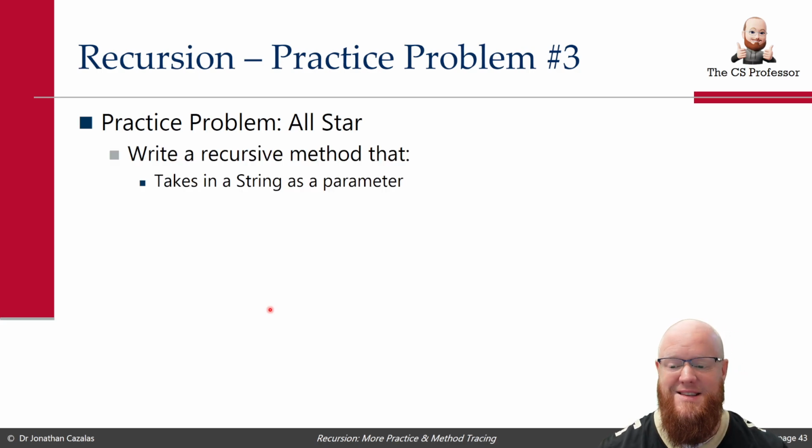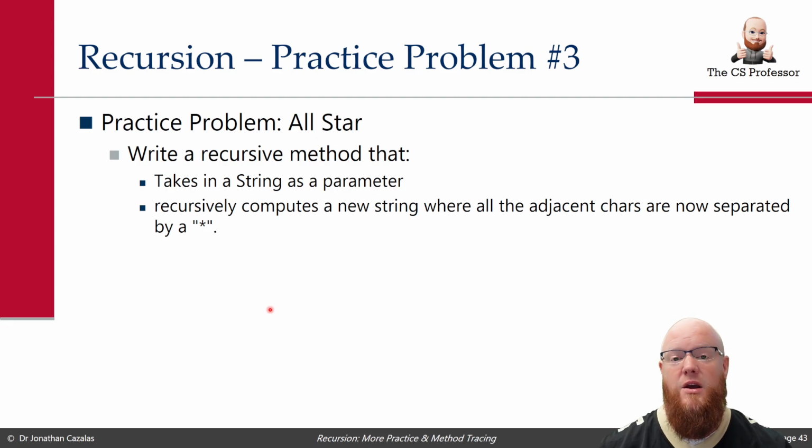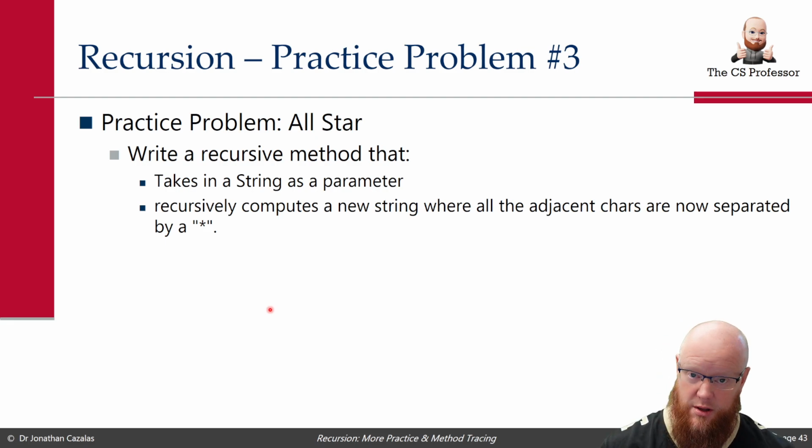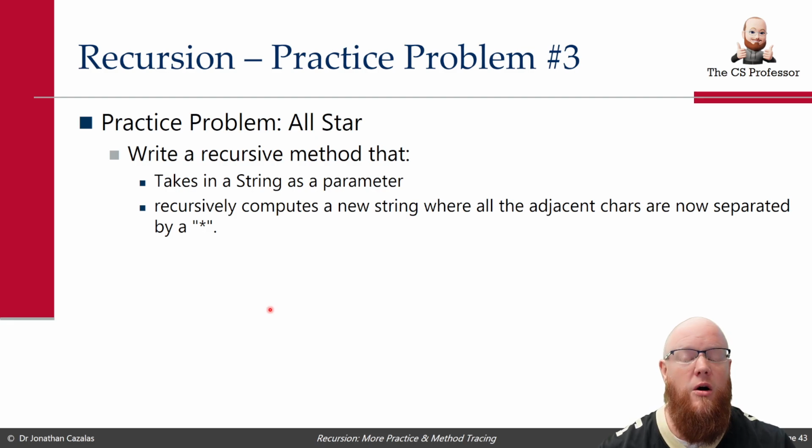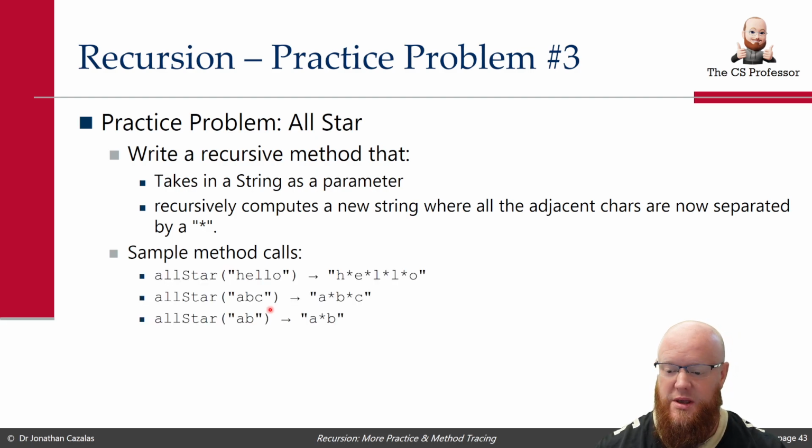Write a recursive method that takes in a string as a parameter, and it recursively computes a new string where all of the adjacent characters are now separated by an asterisk. So look at the samples to make sure we understand this one. We have allStar as the name of this method, followed by this parameter, hello. It should return a new string, as you see here, where every single pair of adjacent characters has this asterisk between them. allStar of ABC would be this, allStar of AB would be that.